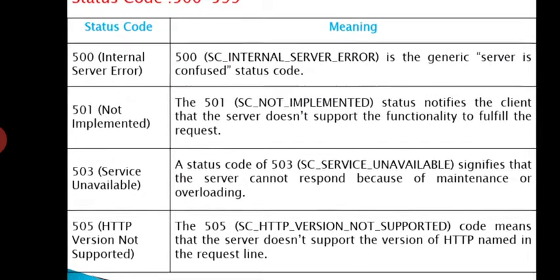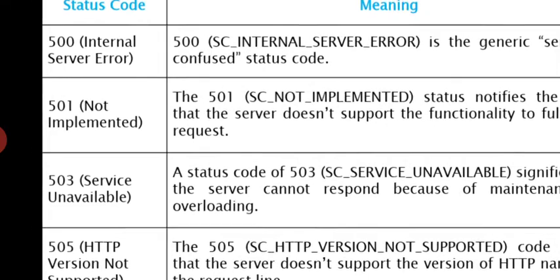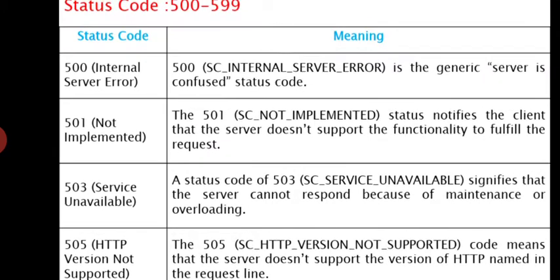And lastly, 500. The 400 series is for errors with the client, while the 500 series is for errors with the server. 500 Internal Server Error, SC_INTERNAL_SERVER_ERROR, is a generic server error code. 501 Not Implemented, SC_NOT_IMPLEMENTED, means the server does not support the functionality needed to fulfill the request.